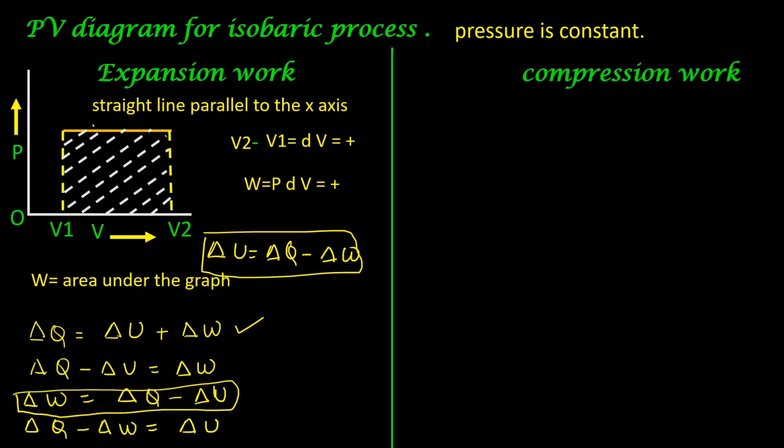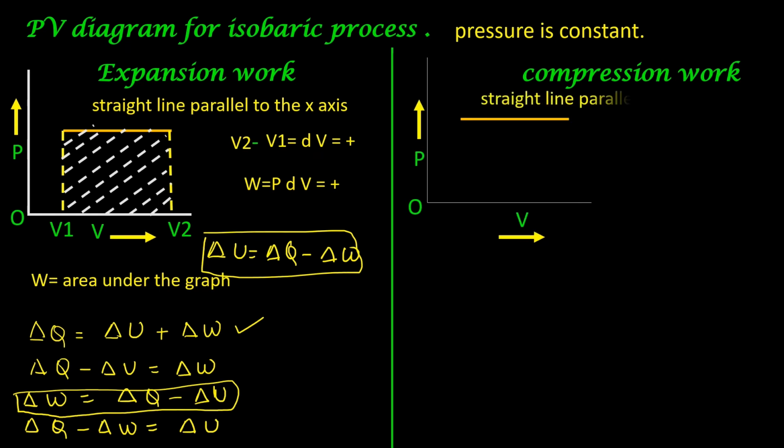Now let us consider isobaric compression work. Work is done on the system. The environment is doing work on the system. So work is negative. The graph is just like what you got in the case of expansion work. It is a straight line parallel to the x-axis. This is the initial volume. V1 is the initial volume and V2 is the final volume. This is just the reverse of what happened in the case of expansion work. Here V1, that is initial volume, is greater than final volume V2.